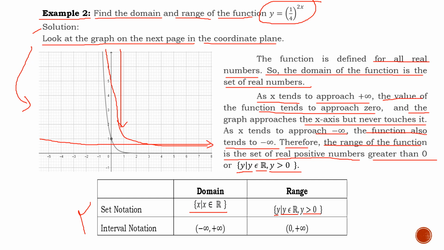So your interval notation for your range will not be from negative infinity to positive infinity. In your range, the values fall in between 0 and positive infinity. It will start greater than 0 up to positive infinity. So that's how we write the set notation and interval notation for the domain and range of this exponential function.